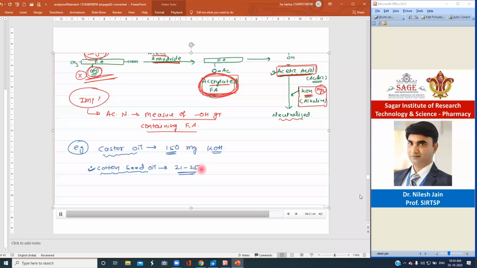hydroxylated fatty acid. Then we have the example of olive oil. Its acetyl number is only 10 to 11. Then we have the example of cod liver oil.